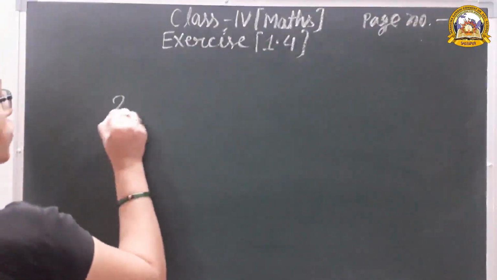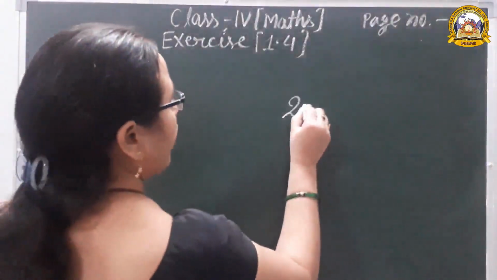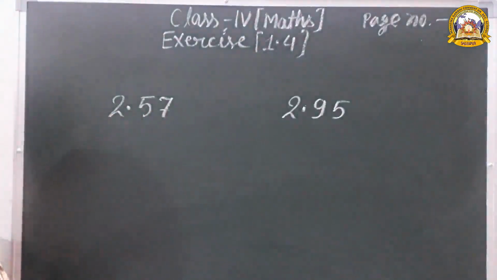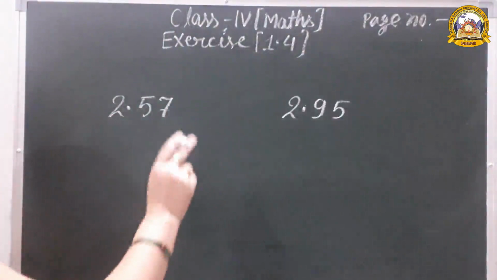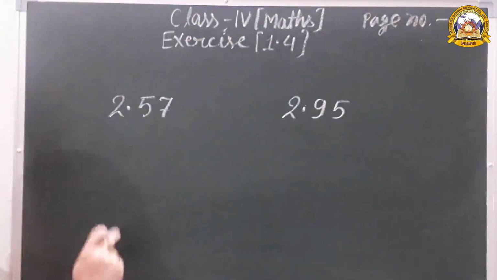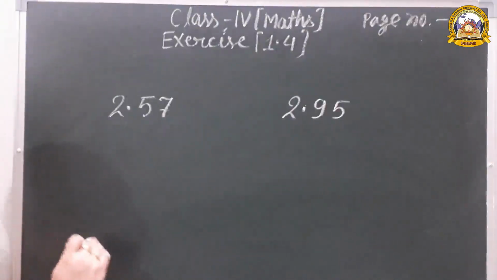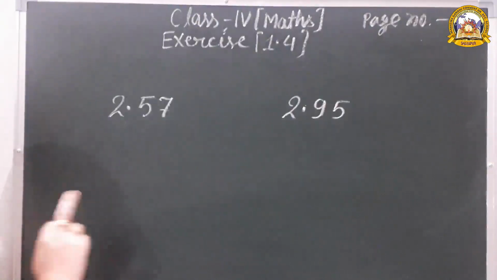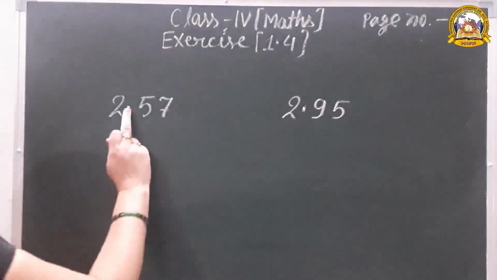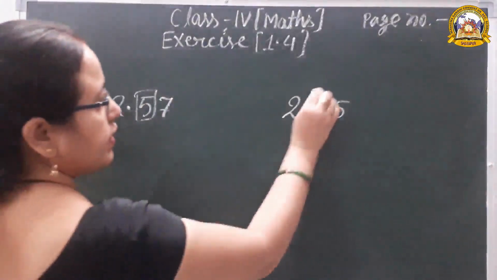Suppose 2.57. Another number is 2.95. Which one is the bigger among them? Between them, which one is the bigger decimal number? How can we compare? First we compare the whole part. In every decimal number, first we compare the whole part. Whole part means before the decimal. If the whole part is equal, then we compare after the decimal. We compare the digit after the decimal.